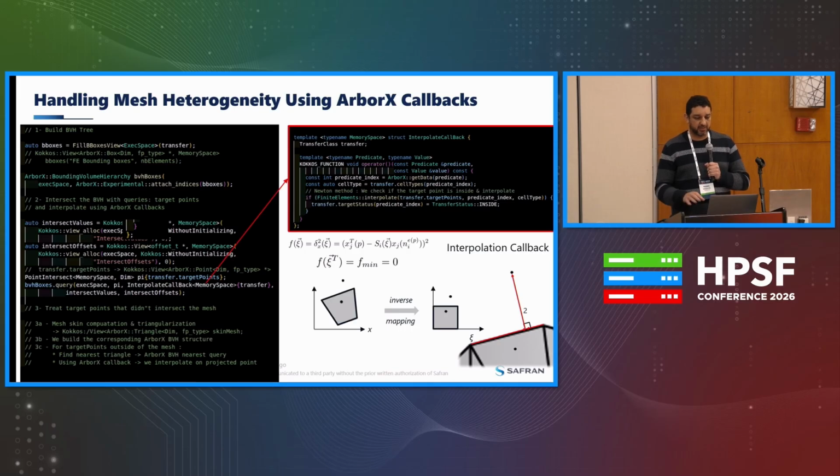I didn't display all the code here, but we create the skin of the mesh using Kokkos. And then in ArborX, we also seek for the closest triangle after the triangularization. And with the callback, when we reach the closest triangle, we use this projection that is computed by ArborX to get the projected node and to evaluate the interpolation. And that's something that we really appreciated.